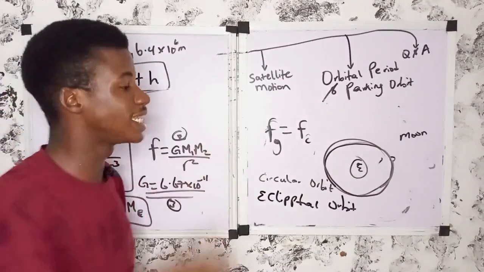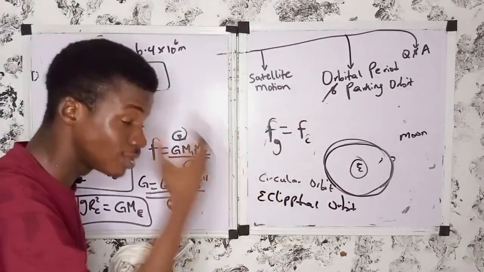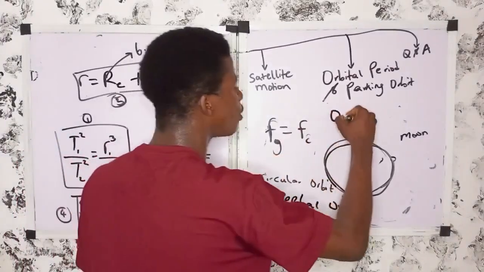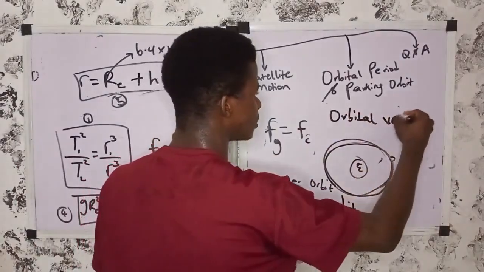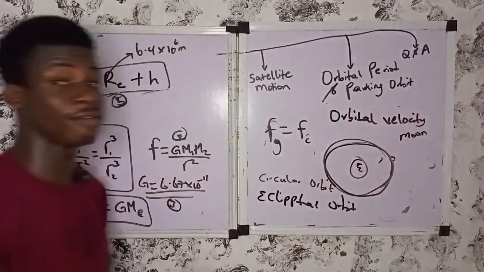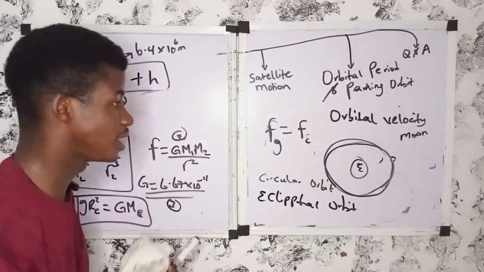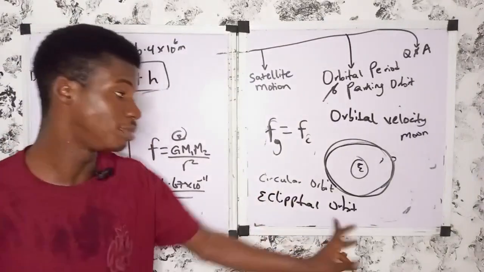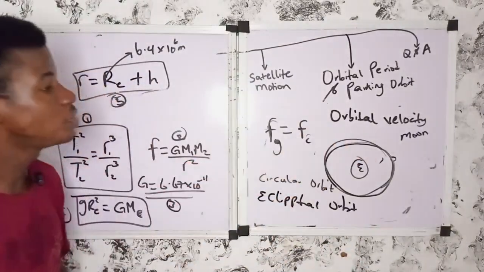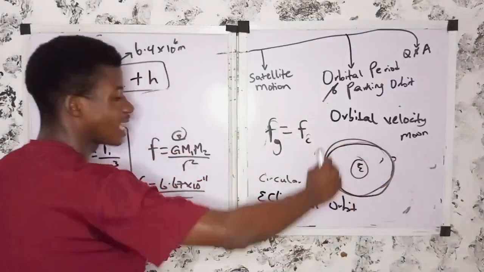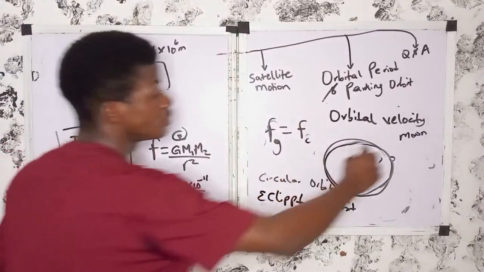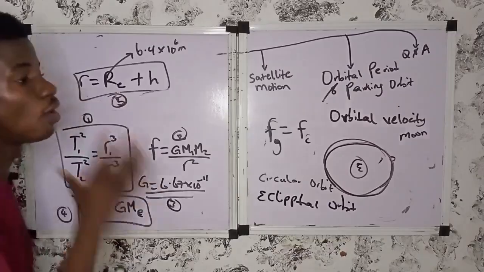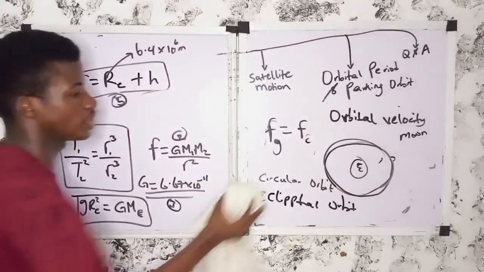That speed with which a satellite is moving, that constant speed, is known as what? It's known as orbital velocity, or orbital speed. I will come back to the elliptical orbit. That constant speed in which a satellite moves in a circular orbit is known as orbital velocity, or orbital speed.